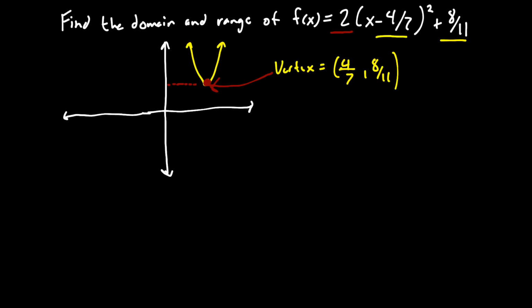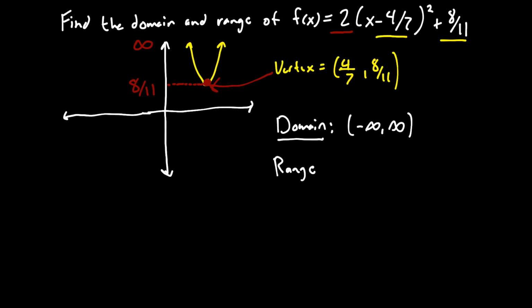The y value, again, of our vertex is given by 8 divided by 11. So the y values of our parabola go from 8 divided by 11 to infinity. We know the domain, then, of any parabola is always negative infinity to infinity, and the range of this specific parabola, by the graph that we just drew, is 8 divided by 11 to infinity.